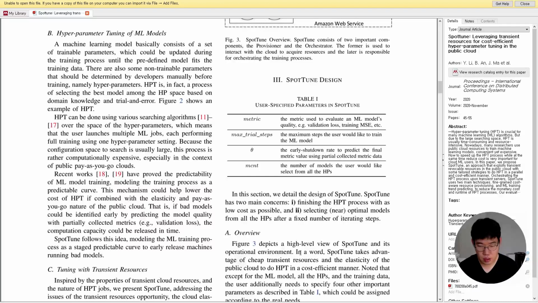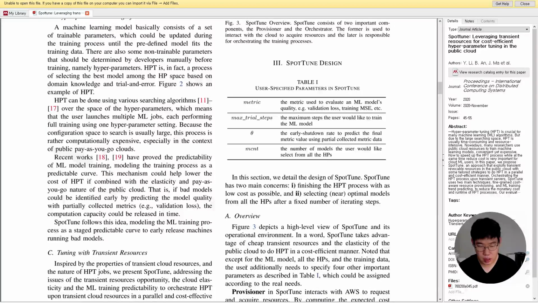In a word, SpotTune takes advantage of cheap transient resources and the elasticity of the public cloud to do HPT in a cost-effective manner. Note here that except for the machine learning model, the HP and the training data, the user additionally needs to specify other important parameters as described in Table 1, which could be assigned according to the real needs. Provisioner.